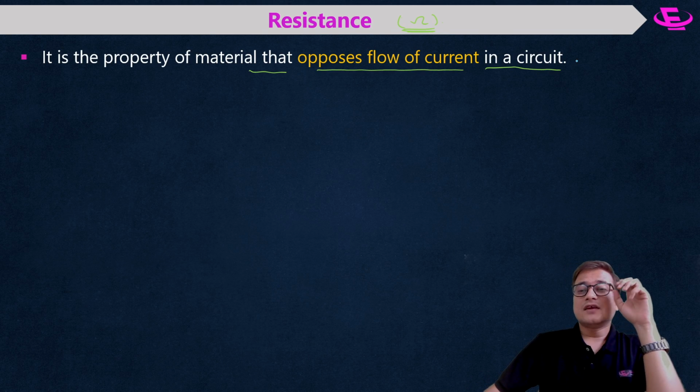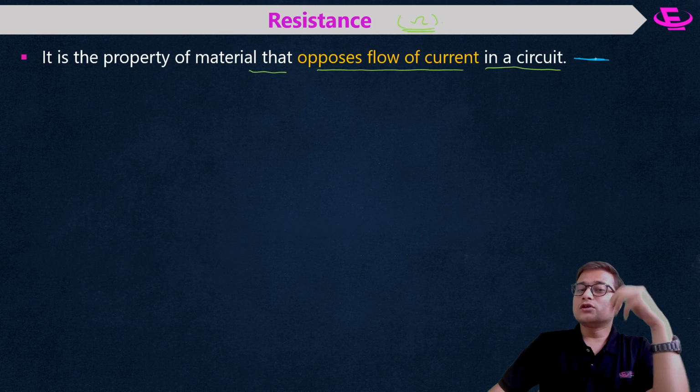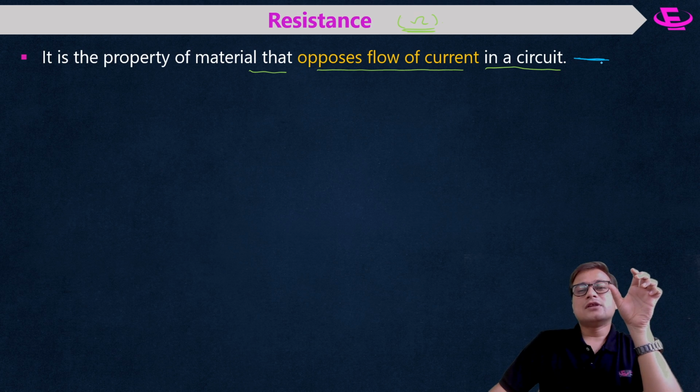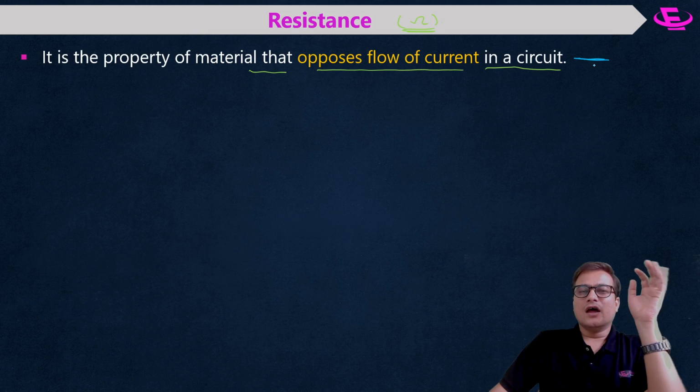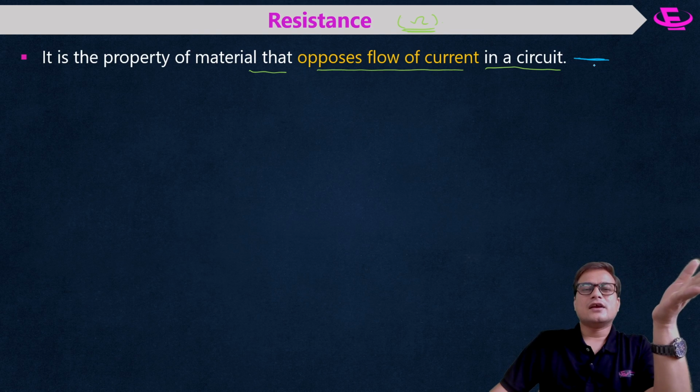It means it does not block the flow of current. It simply opposes the flow of current. Do you know the meaning of opposing and blocking? Suppose in the parliament, the party in opposition is just opposing all the bills which the government tries to pass. And it's not only for the ruling party right now.